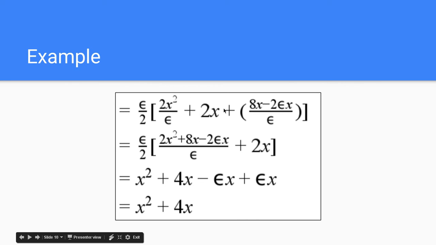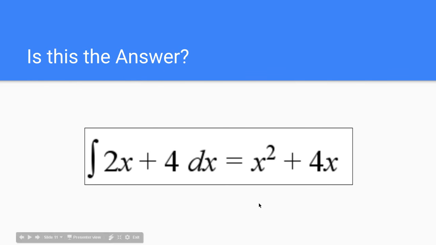And then since these both have like denominators, we can connect them. And then what I do is I multiply epsilon over 2 into both of these. So this epsilon cancels out this epsilon, and this 2 cancels out this 2. This 2 makes that become a 4, and cancels out this 2, but adds an epsilon here. So we end up with x squared plus 4x minus epsilon x plus epsilon x. So those two cancel, and we just end up with x squared plus 4x.